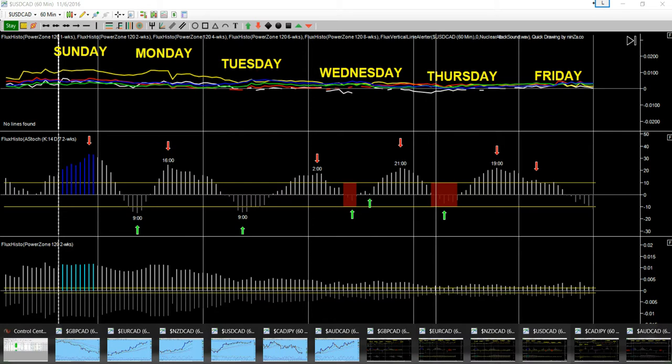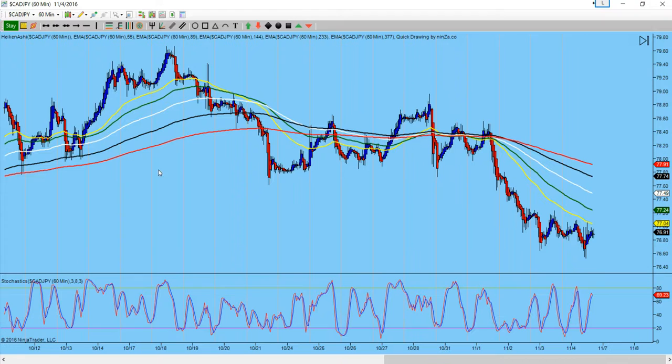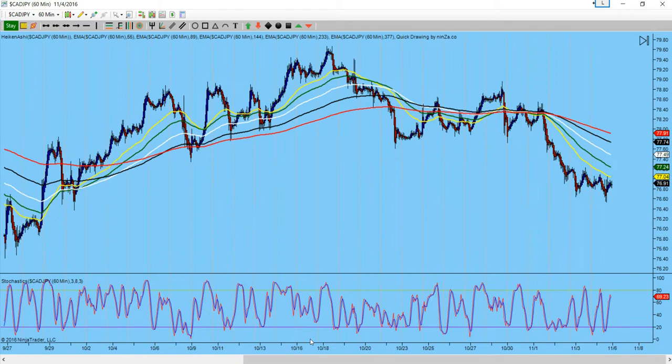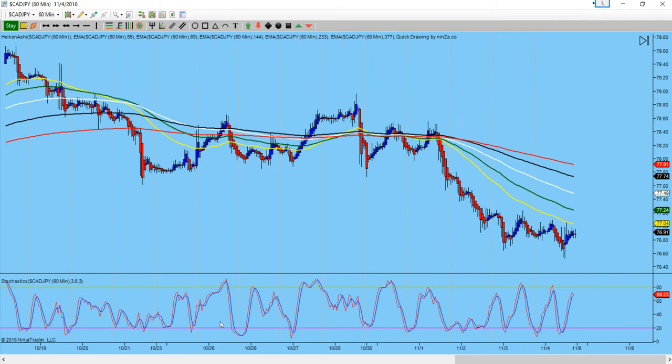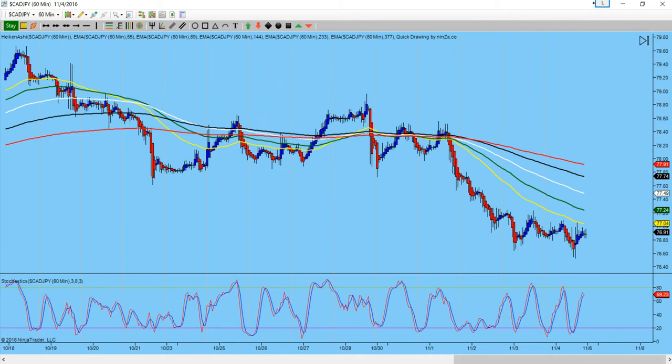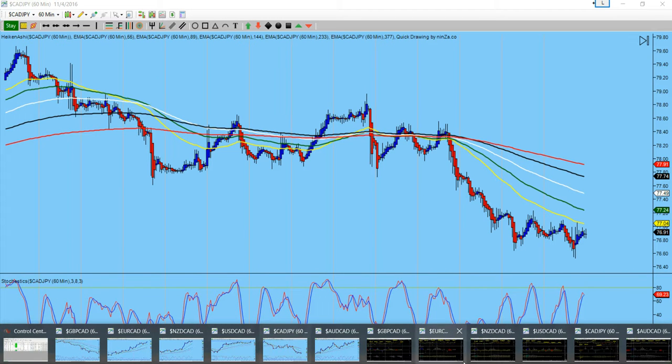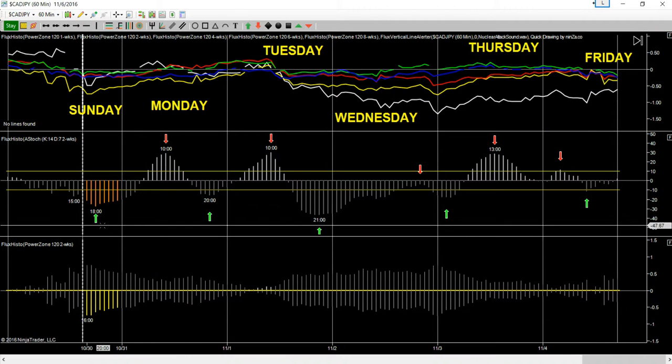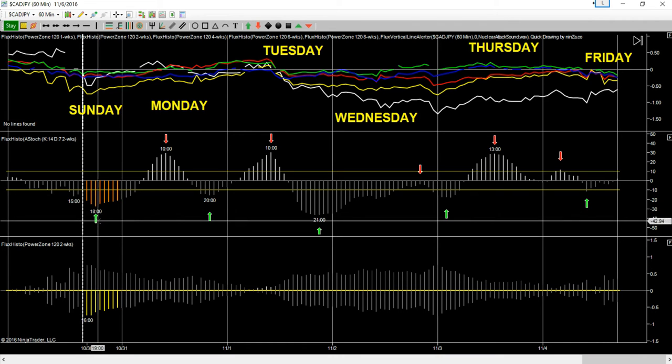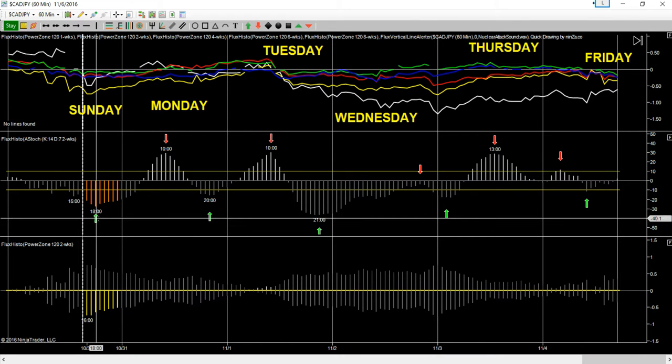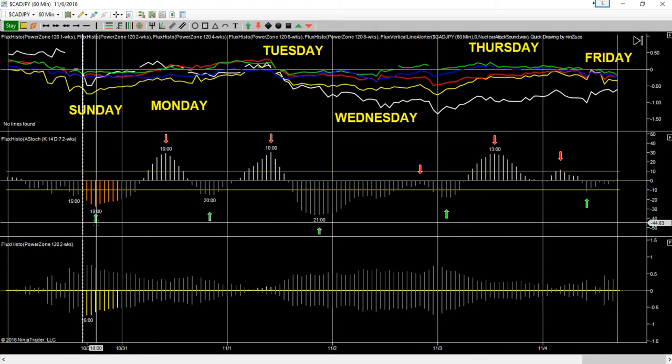All right, next up is the Canadian JPY. This one, the Canadian is in the front. Right now you can see it's in a downswing. So we go to the power zone, and it looks like Sunday at 1800, which is 6 p.m. Sorry, traders, 6 p.m.